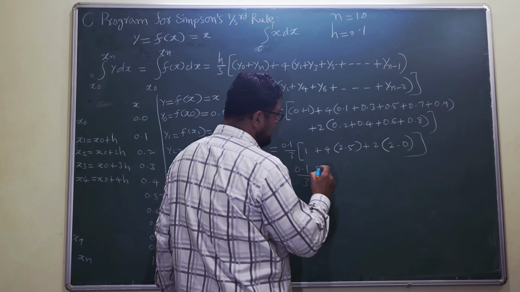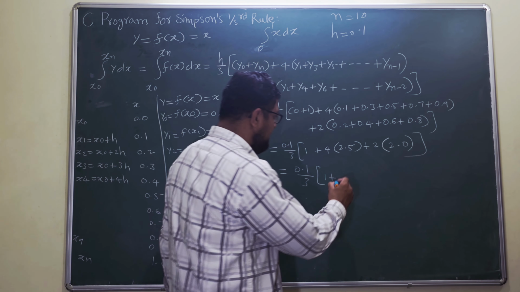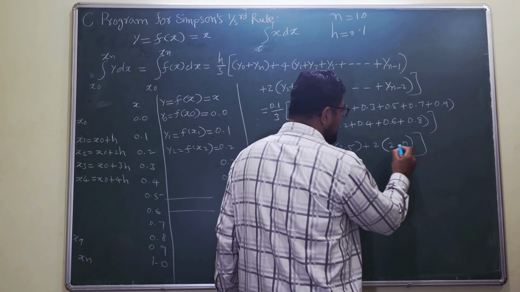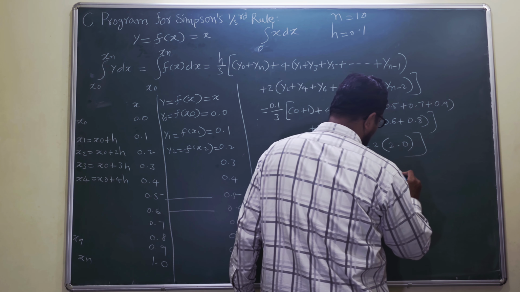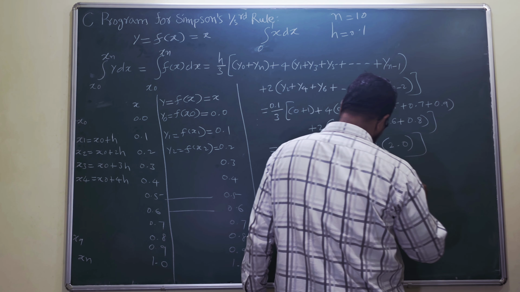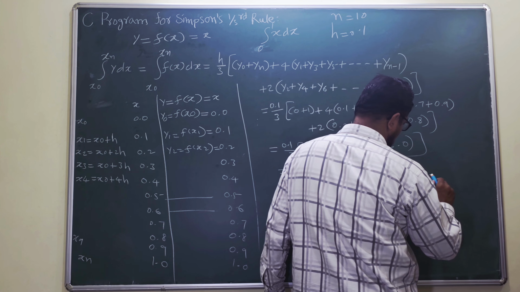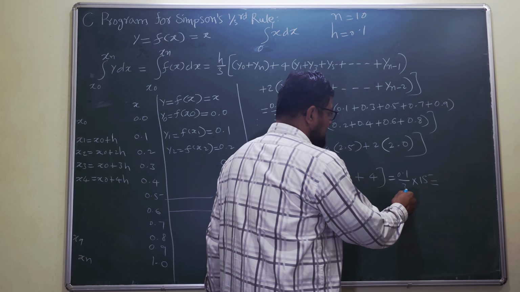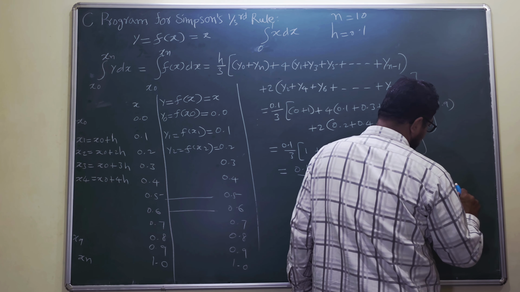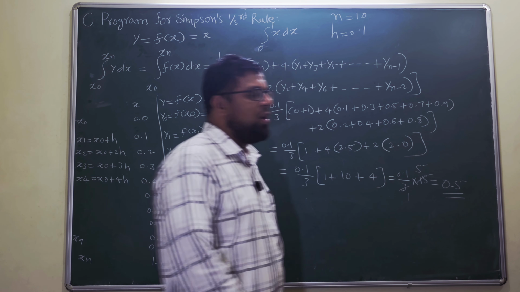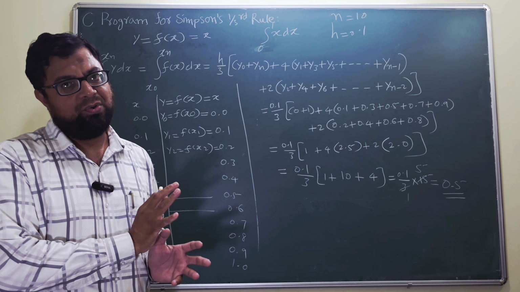Now we just have to multiply them and find the final result. So it will be 0.1 divided by 3, 1 plus 4 multiplied by 2.5, which is 10, and plus 2 multiplied by 2, which is 4. So it will be equal to 0.1 divided by 3 multiplied by the total, which is 15. This 3 divides 15 to give 5, and 5 multiplied by 0.1 is 0.5. So this is the result we are going to get with the help of Simpson's 1/3 rule.